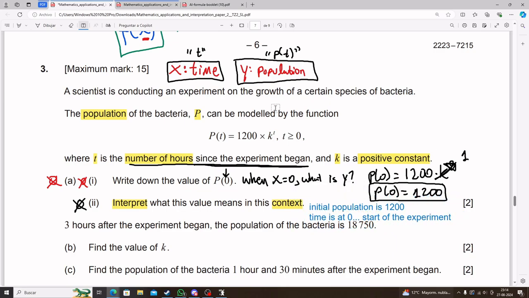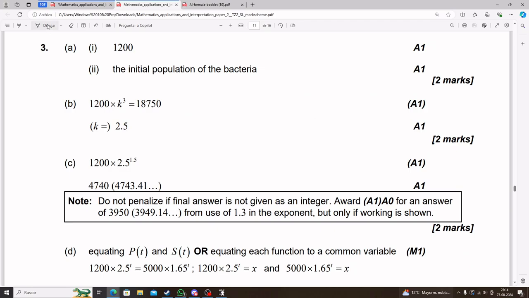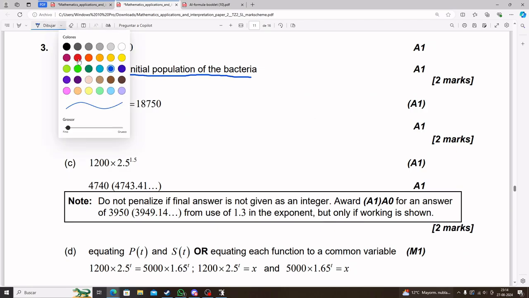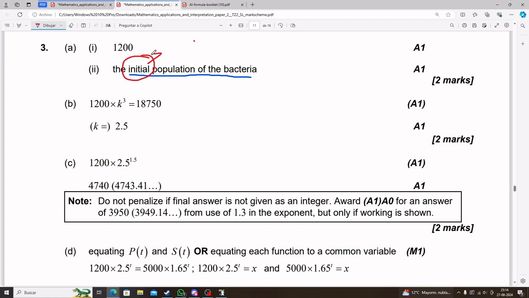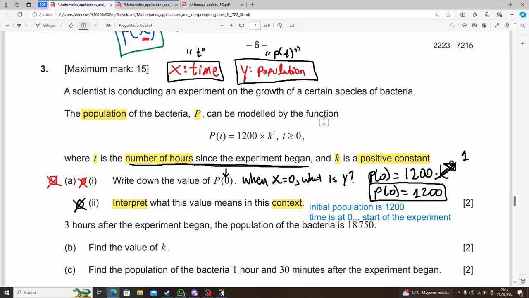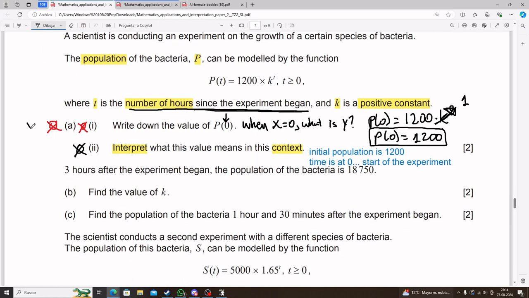And if you look at the answer key, it's something very similar to that. Initial population of the bacteria. So the big word you have to go for here is initial. You know it's initial because time is at 0. Okay? All right, enough blah blah. That was for part A.